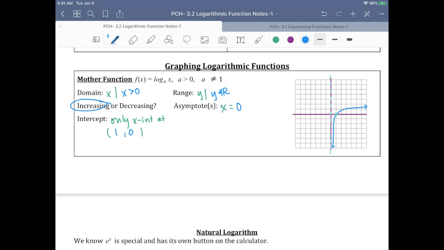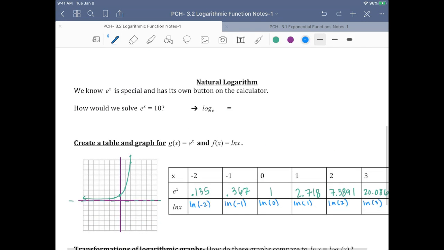So remember, logs have all different mother functions depending on the base. So log base 2 of x, log base 3 of x. These are all different mother functions. Okay. Another mother function that we're going to see a lot is this one, the natural logarithm.